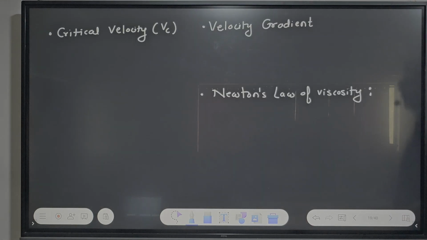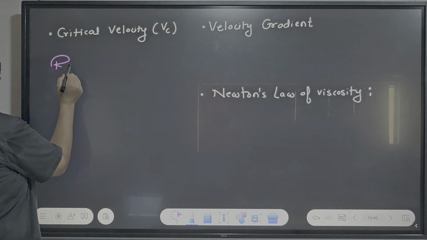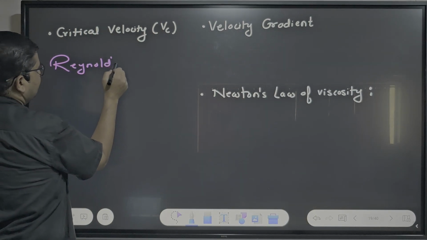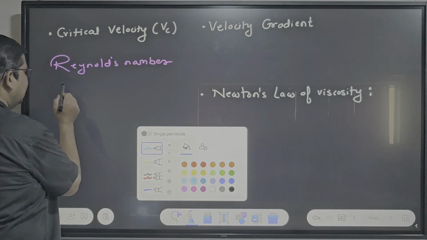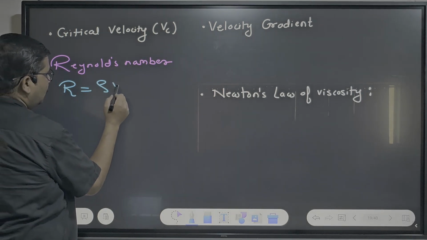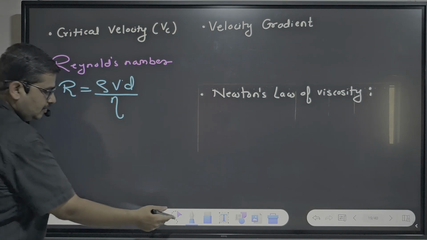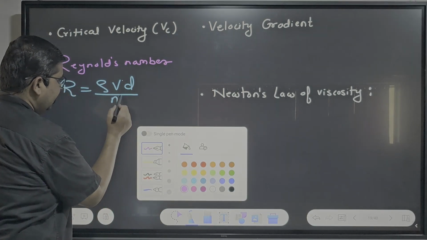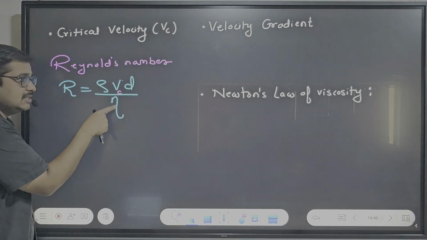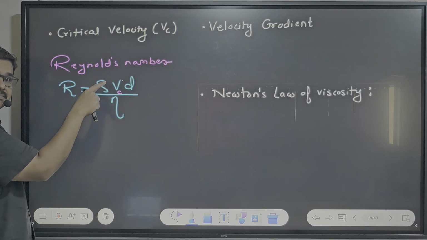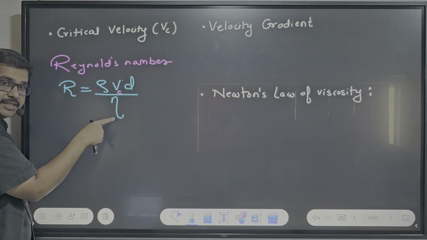Okay. The next, critical velocity. So you know the basic formula of the Reynolds number. What is the Reynolds number? Yes, Reynolds number is equal to rho V D upon eta. So from this we know that V is the critical velocity. Rho is the density, Vc is the critical velocity, D is the diameter, and eta is the coefficient of viscosity.